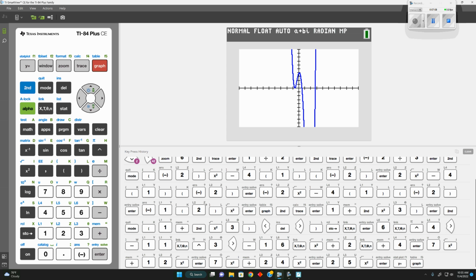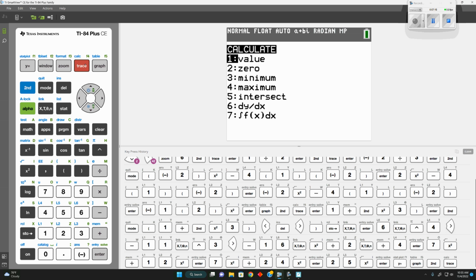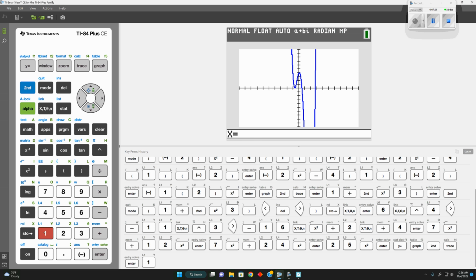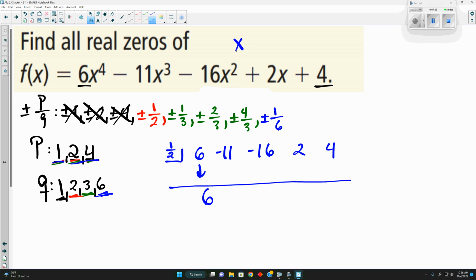Now, in the graphing calculator, we went over this yesterday. Second trace. Second trace, the first option is value. We can plug a value in for x and it'll calculate it for us. So the value we're looking at, or the one we were going to try, was positive 1/2, yes? So if we hit enter, it tells us that when x is positive 1/2, the y value is, and if the y value is 0, it means it's a solution. So we know one of the solutions has to be 1/2, which means the remainder here is going to be 0. Because if the y value is 0, the remainder is 0 as well.